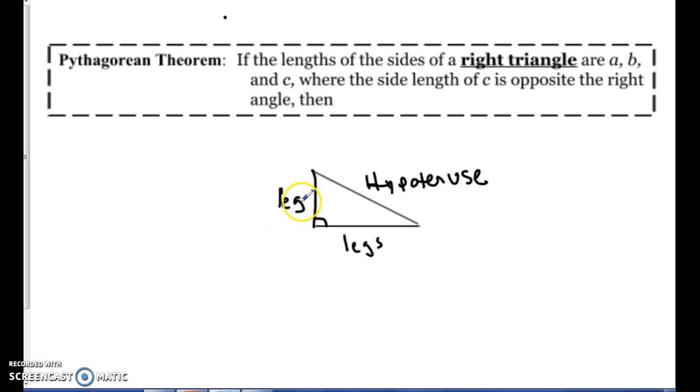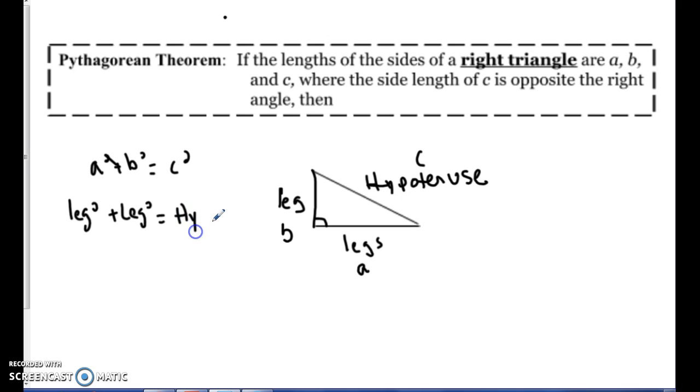When I talk about a right triangle, it usually has two types of sides. It has two legs, and it has a hypotenuse. You guys have seen the Pythagorean Theorem as a, b, and c, a squared plus b squared equals c squared. Well, I'm going to talk about it in regards of leg squared plus leg squared equals hypotenuse squared. We're going to focus on that today, finding a missing side. So let's look at one here.